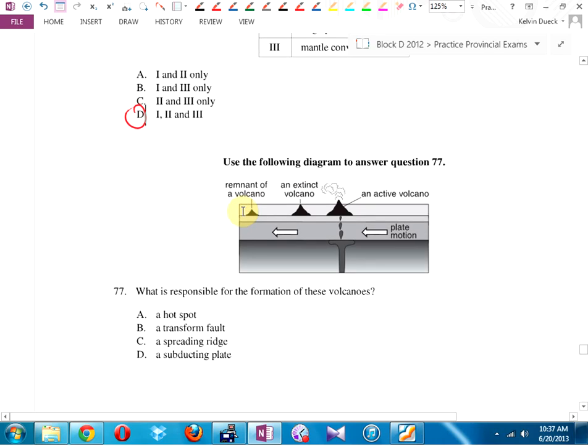What is responsible for the formation of these volcanoes? Hotspot, convince me. Well, since the plate is all moving in the same direction, it can't be a subduction or a spreading ridge or a transform, because that's when you had stuff moving in different directions. It's a hotspot. A weak point in the Earth's crust. The mantle has bubbled through.